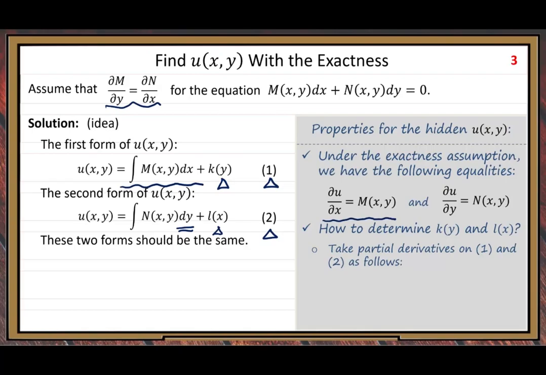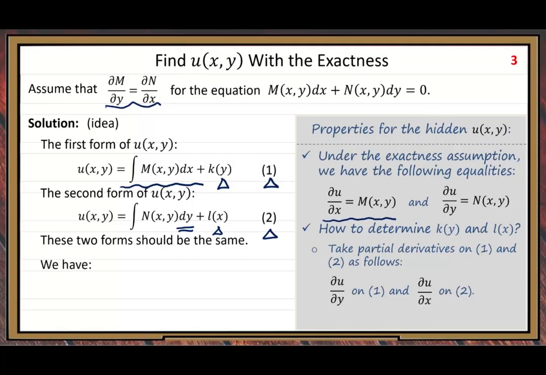But this time we take the partial derivative on y, right? Partial u over partial y on equation 1, and partial u over partial x on equation 2. Because in that way, we can get more information about the little k function and the little l function.